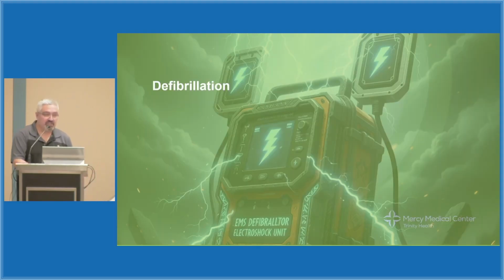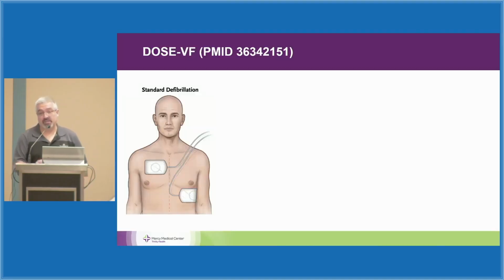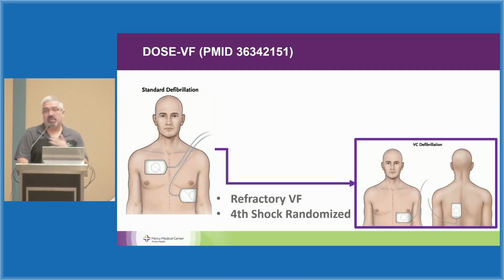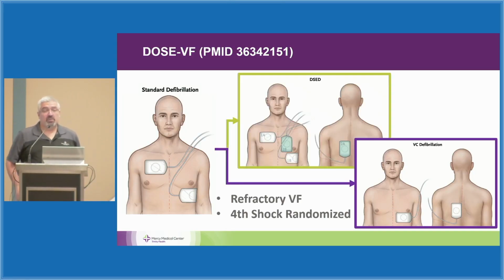So starting with defibrillation, the elephant in the room that everyone is, of course, interested in is dual sequential defibrillation. We have to talk about the DOSE-VF trial, which came out in the last year and has made a lot of ripples. This was a Canadian study where they enrolled patients in refractory VFib. On the fourth shock, they were randomized to one of two strategies: either vector change, which meant going from anterolateral pad placement to anterior-posterior, or dual sequential, where they added the second defibrillator and shocked not at exactly the same time, but one then the other.